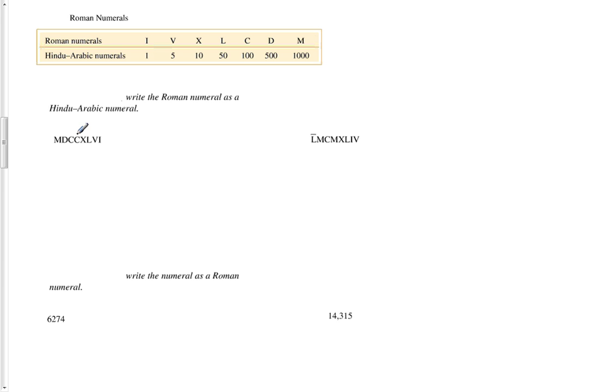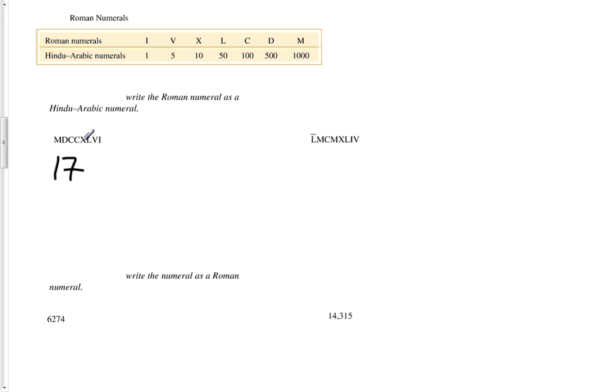All right, so what we're going to do is we're going to go from left to right, and you see here we have M, which is 1000. So that's 1000, and then directly to the right I see a D, which is 500, and a C, which is 100. D and C make 500 plus 100, 600, and then another C makes 700. So far I have 1000, I have 700.